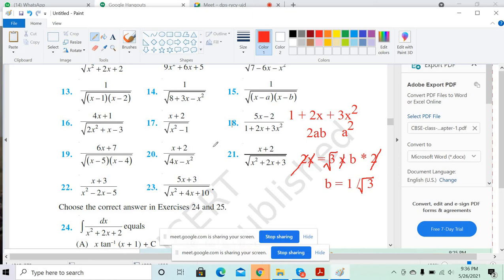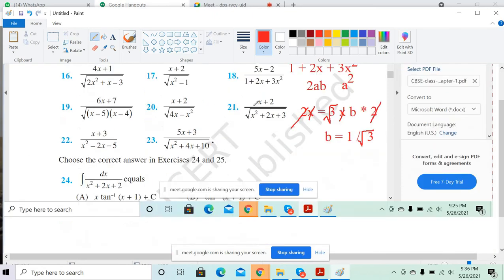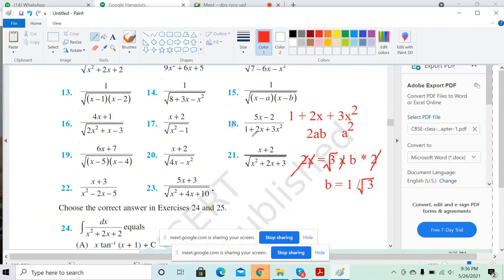Look, 19, 20, 21 all are in the same pattern. Everything is the root quadratic equation. That's it. Numerator is the linear equation. No need to do that, right? The 22nd is a little different because in the 22nd you don't have the root. So the 22nd becomes similar to your 18th problem, right?